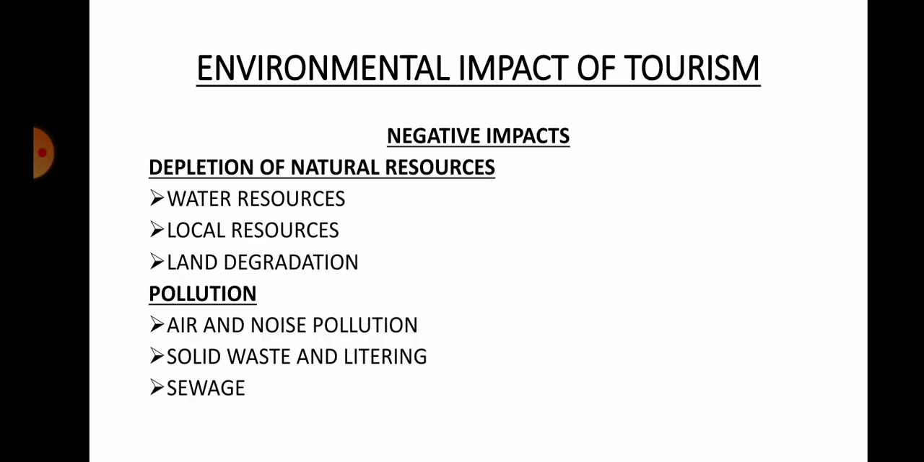Now we study the negative changes brought by tourism. First one is depletion of natural resources. Depletion means running out, emptying, finishing. So the tourists run out and empty the water resources. They also finish the local resources. Even the land surrounding the tourist spot will be degraded. They lose their value because of overuse.